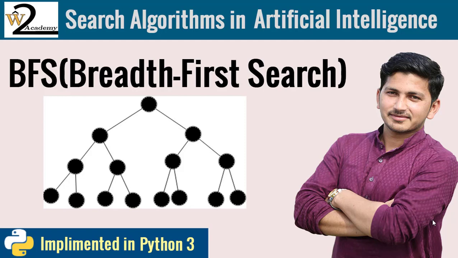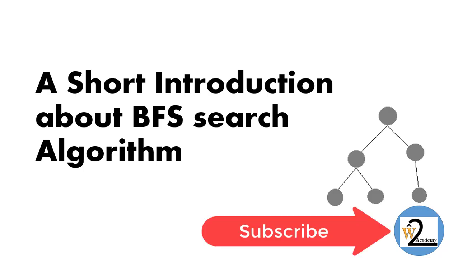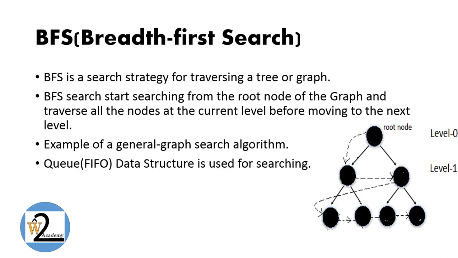First of all, I'm going to explain the working of the BFS search algorithm. A short introduction about the BFS search algorithm. Breadth first search is a search strategy for traversing a tree or graph. BFS starts searching from the root node of the graph and traverses all the nodes at the current level before moving to the next level.